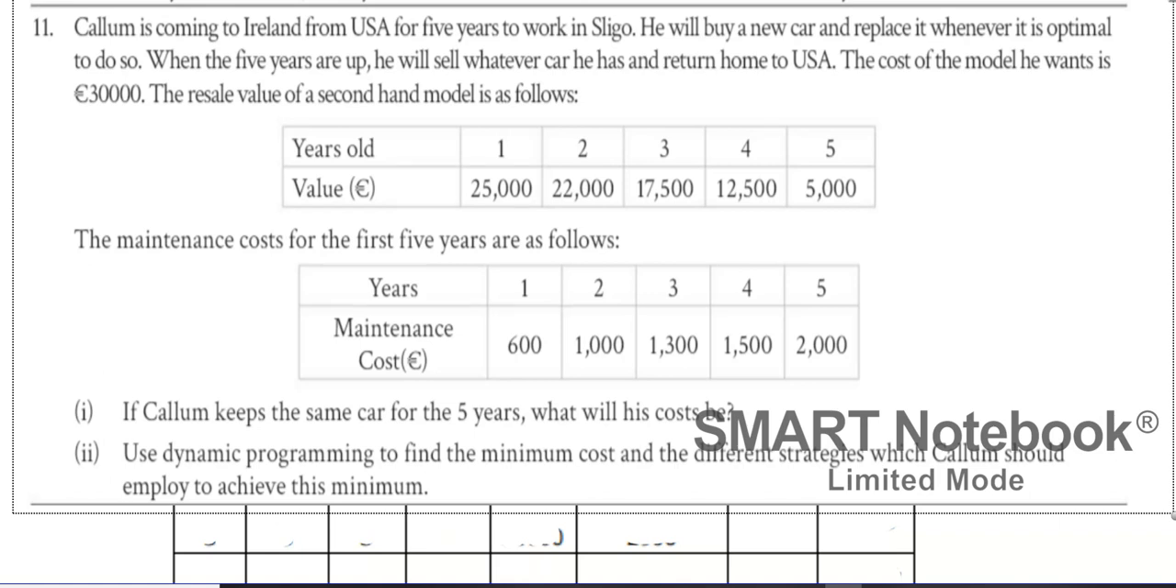Colin is coming to Ireland from the USA for 5 years to work in Sligo. He will buy a car and replace it whenever it is optimal to do so. When his 5 years are up, he will sell whatever car he has and return home to the USA. The cost of the model he wants is the following. The resale value of a second-hand car is as follows.